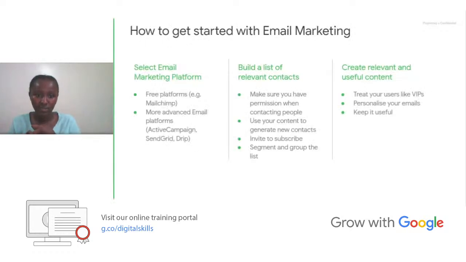There are 3 things that you need to do to get started with email marketing. One, select an email marketing platform. The second thing is build a list of relevant contacts. And the third thing is create relevant and useful content. So let's go through the 3 of them.